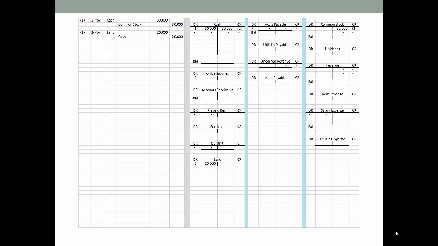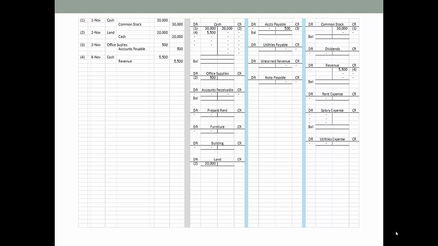Next, we had the land we purchased for $20,000. Cash is going down by $20,000. So on the right side, the credit side, we have the $20,000 for the payment of the land, and then we see land has been debited for $20,000. Next, we have office supplies, which is an asset, $500, and the fact that we haven't paid for it yet, we owe it on accounts payable, so we see the accounts payable credit increasing for $500.